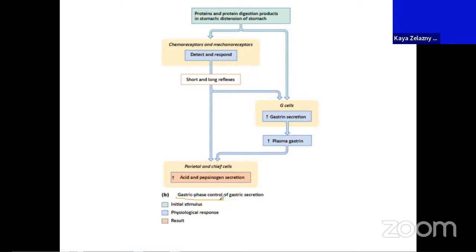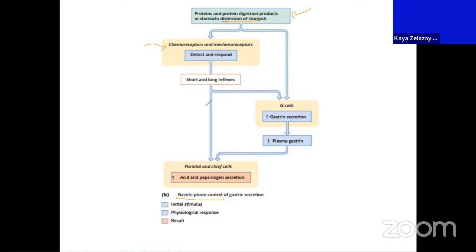We've got almost identical figure here, right? So our differences now are that our reason for the signal is different. So we've got the proteins and broken down proteins in the stomach, as well as literally feeling that stomach distending, right? So that's our initial signal. We've got receptors that sense this stuff. So we mentioned them in the mouth, but didn't write them out. But now we've got those chemoreceptors and mechanoreceptors listed out.